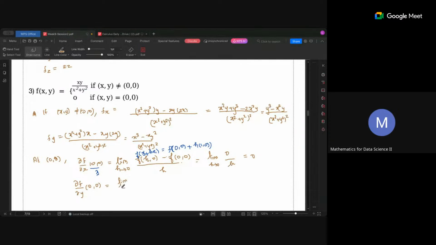And what about this one? Limit h goes to 0. Can you tell the expression here? What should be the expression here? f of 0 comma h minus f of 0 comma 0. So what is f of 0 comma h again? 0, ma'am.